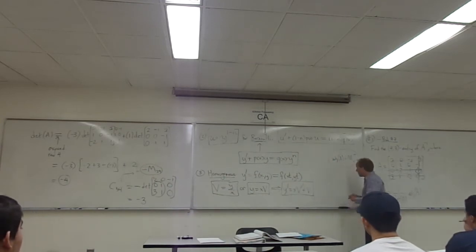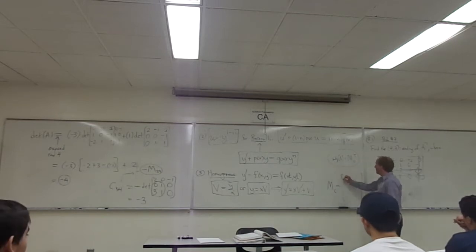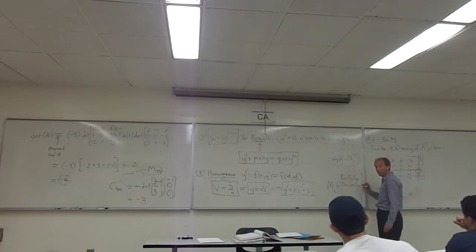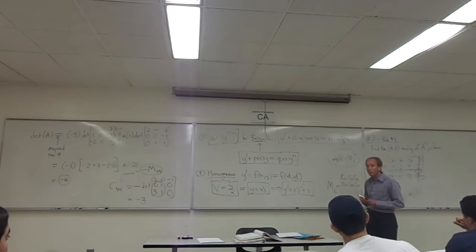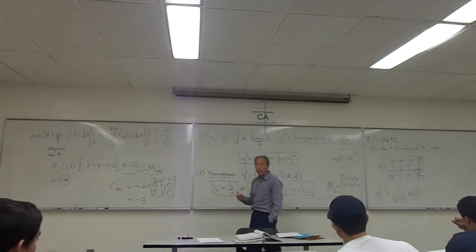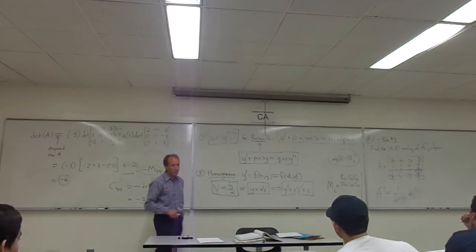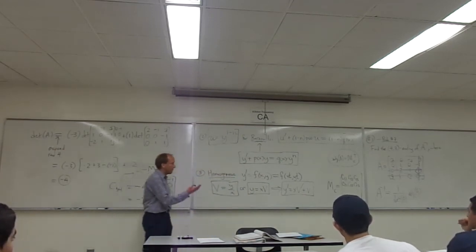So I'll write it down here. M sub C is literally just C11, C12, C13, C21, C22, C23, and so on. You'll find a good example of that in the lecture notes. When I was first talking about the adjoint, we started with the matrix of cofactors first. Then we just took a specific example.